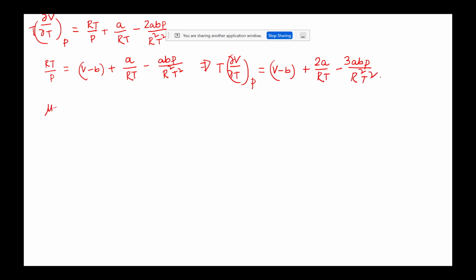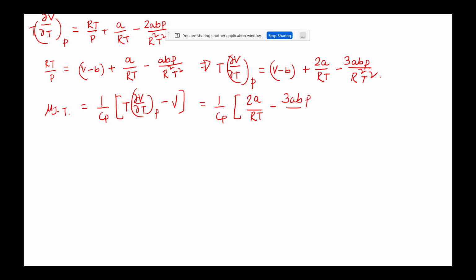Now you can get the coefficient: 1 by Cp times T dV dT at constant pressure minus V. So this V will cancel out, and you can write directly 1 by Cp times 2A by RT minus 3ABP by R square T square minus B. And this is the expression.